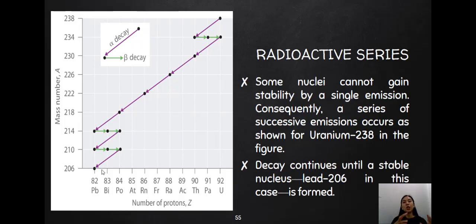And those particular steps are what we call your radioactive series. To interpret this graph, you have your uranium-238, then it undergoes alpha decay to become thorium-234. From thorium-234, it undergoes beta decay and becomes protactinium-234. Then beta decay again, to uranium-234. Then alpha decay, alpha decay, alpha decay, alpha decay, alpha decay, beta, beta, alpha, beta, beta, alpha, until it reaches lead-206. And when lead-206 is formed, it is stable. So this is your radioactive series.